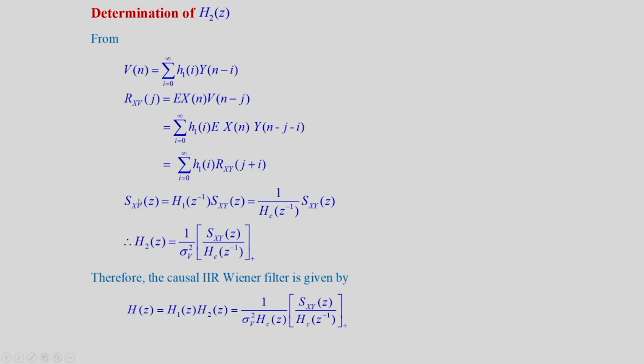And now, if we take the z transform, Sxv z will be equal to H1 of z inverse into Sxy z. Here it is j plus i, because of that this is H1 of z inverse into Sxy of z. And I know H1 of z inverse is equal to 1 by Hc of z inverse. Therefore, Sxv of z will be 1 by Hc of z inverse into Sxy z.